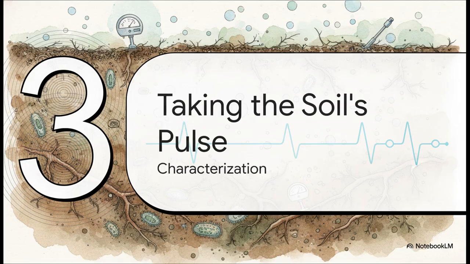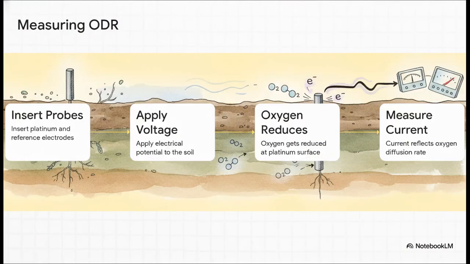Let's move on to Section 3, taking the soil's pulse, characterization and measurement. Now, you may be wondering, how in the world do scientists actually measure this invisible, dynamic gas activity? Well, they look at parameters like overall gaseous composition and oxidation reduction potential. Another really key metric is the volume percentage of soil air, which is also known as air capacity. Basically, a healthy soil needs a minimum air capacity of 10 to 12% just to function properly. But the absolute most critical measurement is something called the oxygen diffusion rate, or ODR.